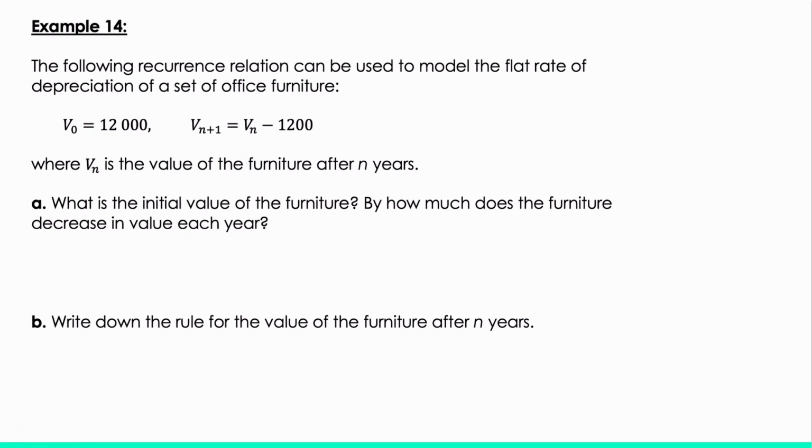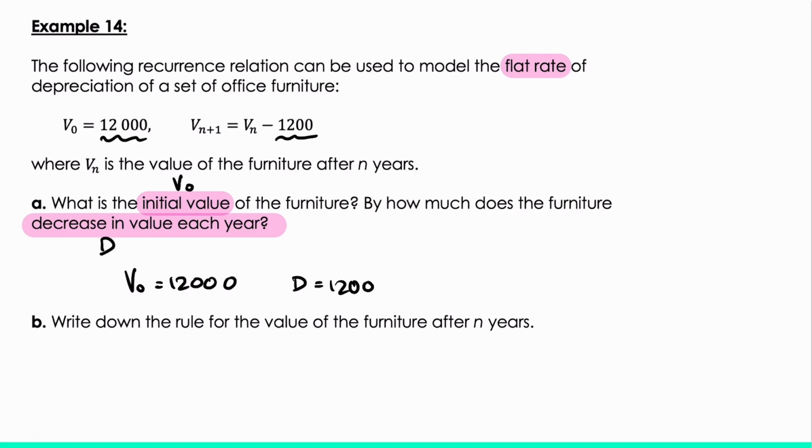Example 14. The following recurrence relation can be used to model the flat rate depreciation of a set of office furniture. So we've got a rule there. We're noting the fact that it's a flat rate depreciation, so it's going down over time, and where Vn is the value of the furniture after n years. What's the initial value of the furniture? By how much does the furniture decrease each year? So initial value is V0, and then how much it goes down by is D. So we just need to read this off of the rule. We can see V0 here is 12,000, and then D is over here, which is 1,200.